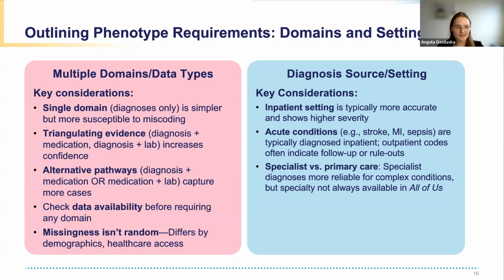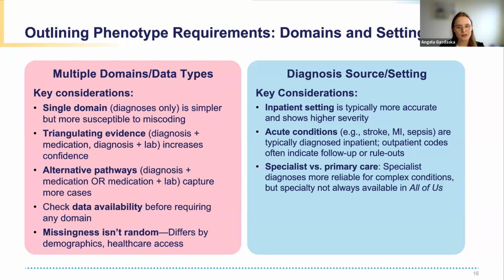And then finally, the last area of consideration we'll cover today is diagnosis source or setting. So this is where you consider if the setting of your diagnosis codes matters. So for example, codes recorded in inpatient settings are typically more accurate and often indicate greater severity. So for acute conditions like stroke or heart attack or sepsis, inpatient diagnoses are where the condition is typically first identified. But if you're seeing these diagnoses in outpatient settings, that might mean that this was follow-up care for that acute condition or some kind of rule out.